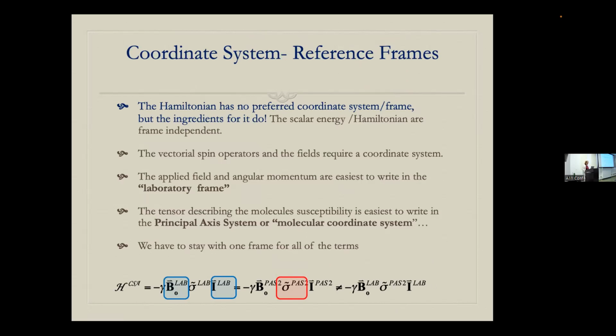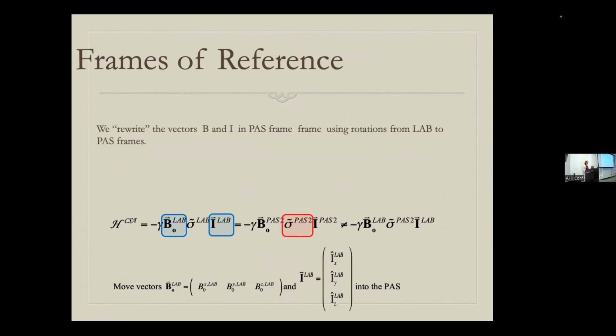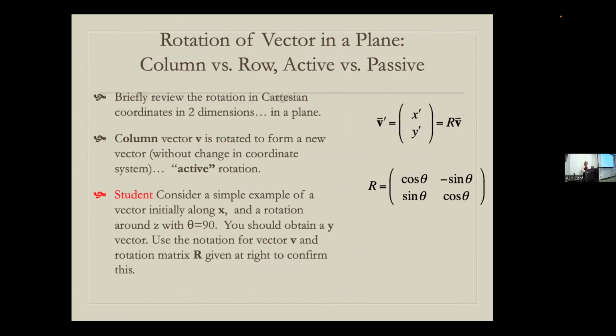So what we're going to do is rewrite the vectors, because tensors are somewhat new. I don't want to assume everybody knows how to rotate a tensor. So I'm going to use this equation, I'm sorry, I meant to say I'm going to use the middle equation. That means my work is to take the way I know how to write this in the lab frame and rotate it into the principal axis system, because rotating a vector is something we should be able to do. So we're going to move the vectors B and I into the principal axis system. Everybody with me? That's our goal.